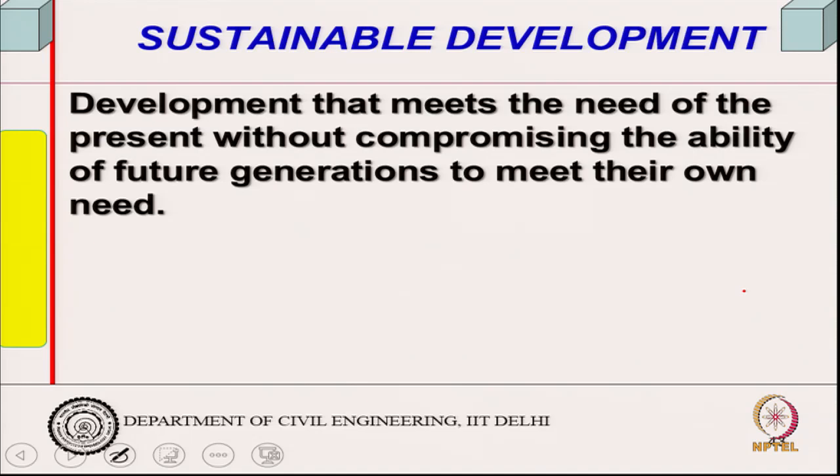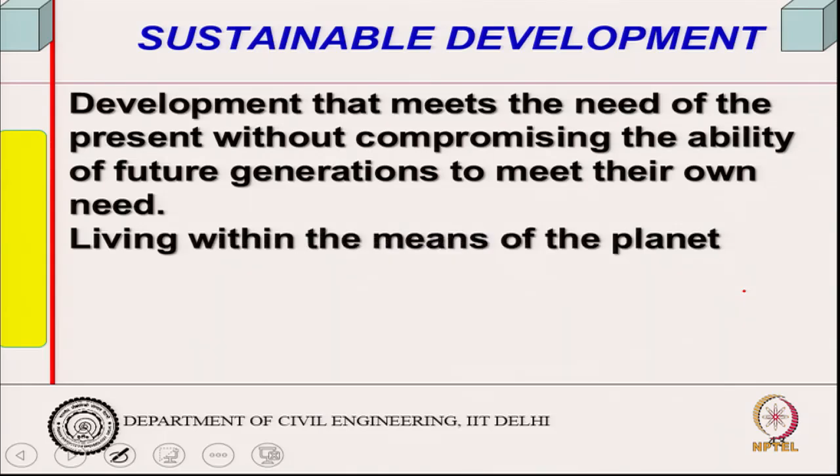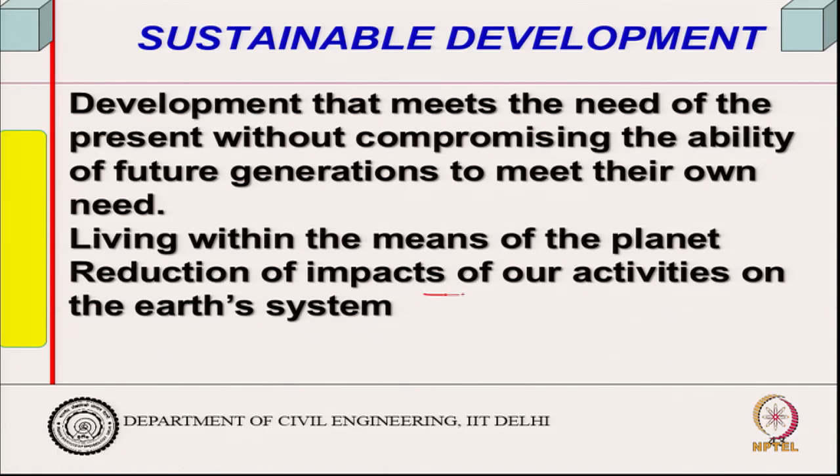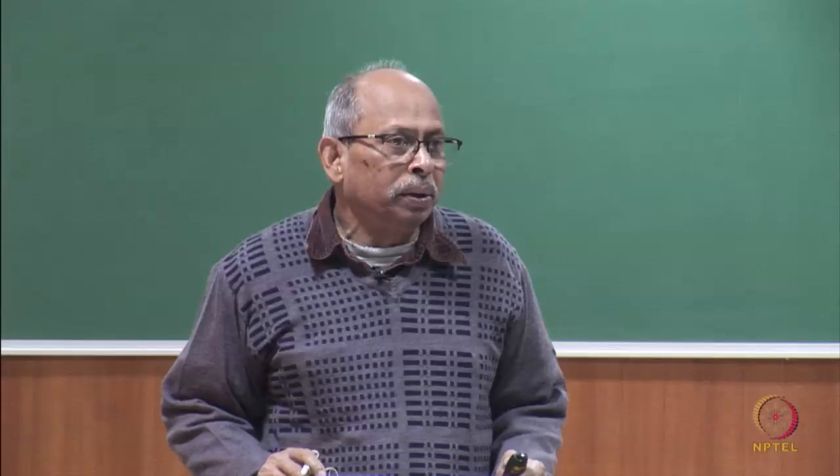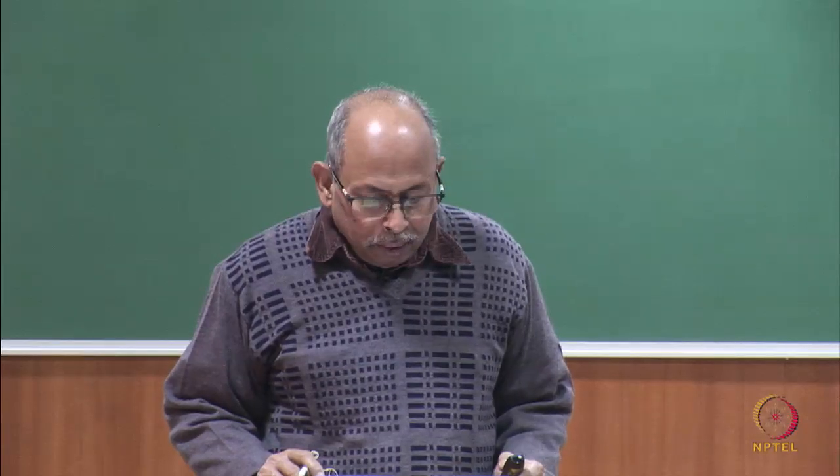So development that meets the need of the present generation without compromising the need of the future generation is sustainable development. That means living within the means of the planet, right? So reduction of impacts of our activities on the Earth system is what we should be looking at, and in that context life cycle assessment becomes important, right?